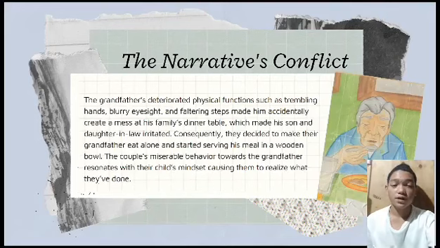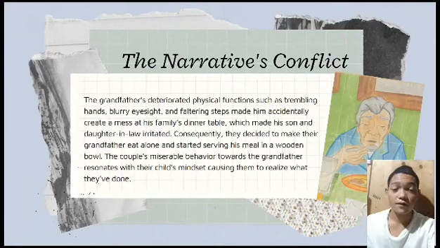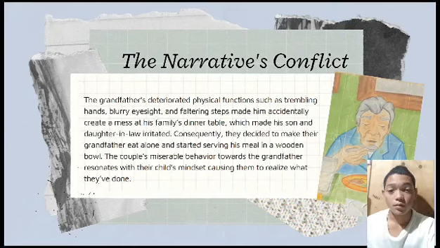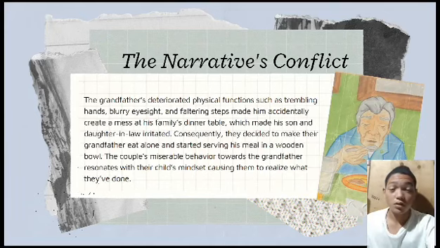The narrative conflict. The grandfather's deteriorated physical functions, such as trembling hands, blurry eyesight, and faltering steps, made him accidentally create a mess at his family's dinner table, which made his son and daughter-in-law irritated.